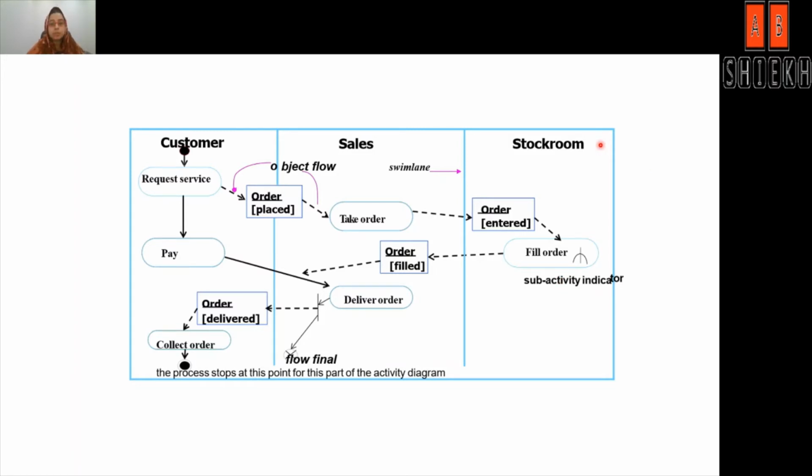But transitions may go across lanes. For example, a transition from this particular activity which belongs to the customer may go to another activity that belongs to another actor via a transition. So transitions go across lanes. Similarly, object flow also goes across lanes.